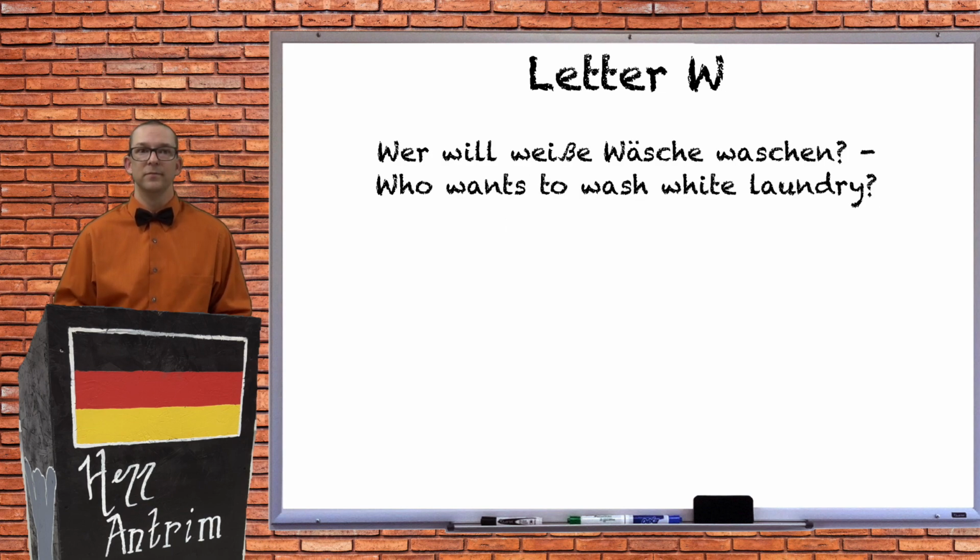The letter W. Wer will weiße Wäsche waschen? While the vowel change from E to I to EI to A umlaut to A is the difficult part, what I want you to focus on here is the W sound, that is, it sounds like the English V. It's for this reason that Germans are often stereotyped as not being able to say the English W. Wer will weiße Wäsche waschen?